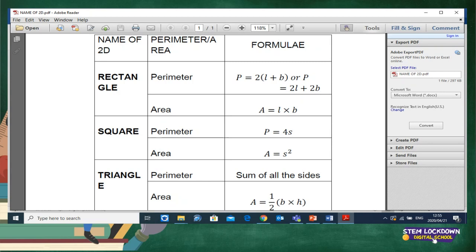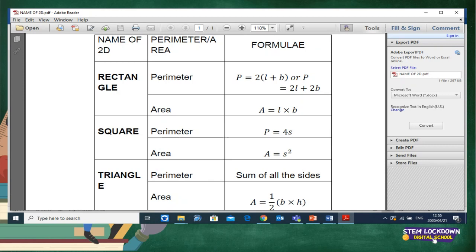And you can see there in the table that I've put for you, I have given you in the first column the name of the 2D shape. So you've got 3 2D shapes there: the rectangle, the square, and the triangle. And of course, the perimeter and the area are calculated as given in the second column, and the formulae for the perimeter and the area are also given.